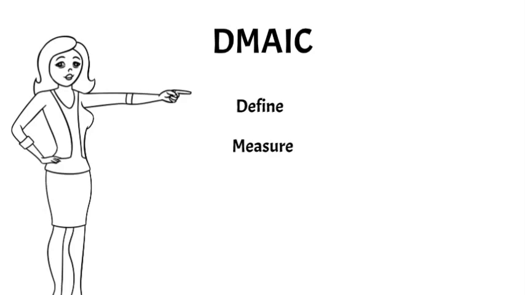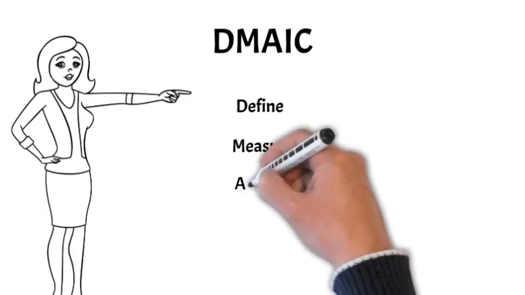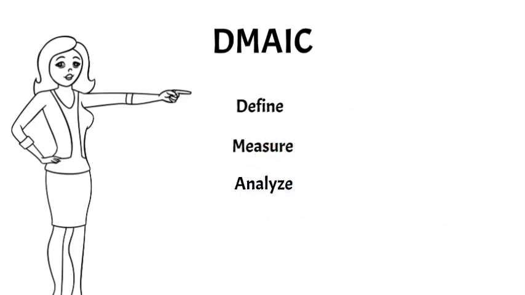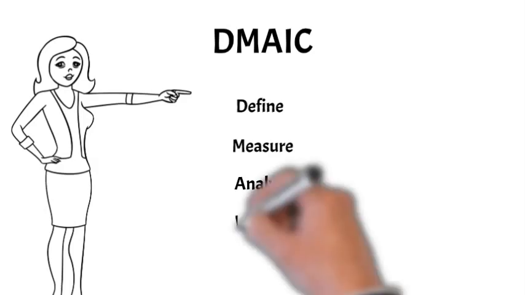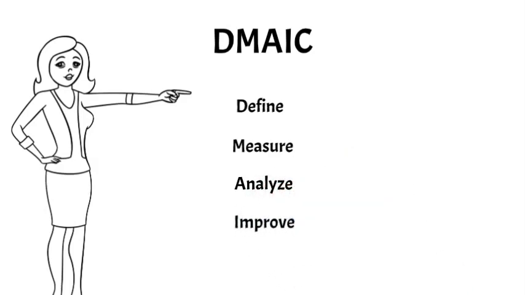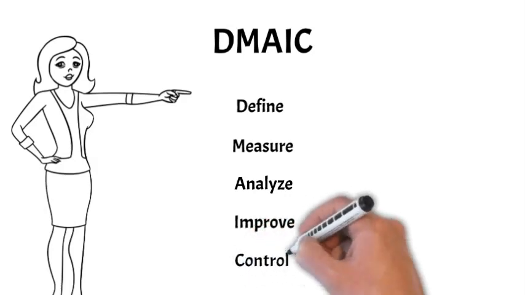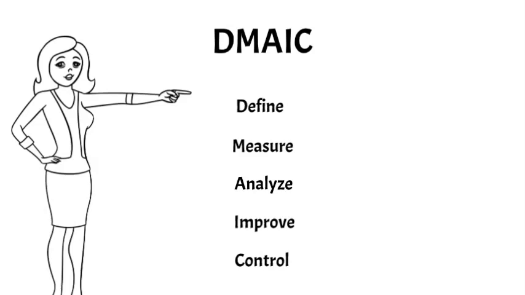So we need data. Then we analyze that data with the intent of uncovering the root cause of the problem, not just its symptoms. Next, we determine how the problem or situation can be improved. Finally, we establish a control system so that we can monitor the process over time and ensure that it continues to meet objectives.